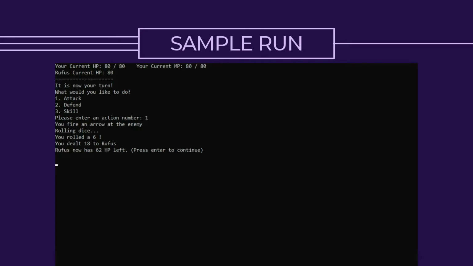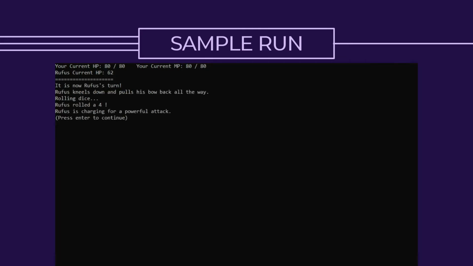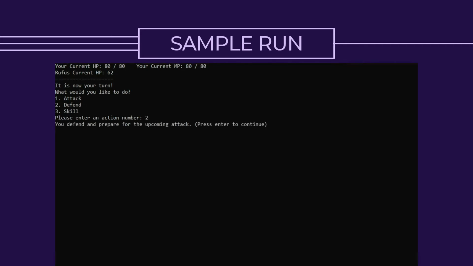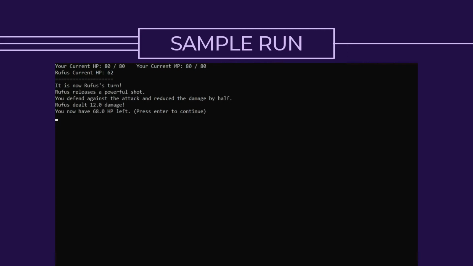So when I press enter, it is now his turn. He kneels down and pulls his bow back all the way, and he's charging for a powerful attack. When I see this, I know that it's going to do a massive damage attack, so I will choose to defend. When I defend and prepare for the upcoming attack, the next damage that I take is halved. As you can see over here, he releases a powerful shot, and because I defended against it, I reduced the damage in half, and it only dealt me 12 damage. And now I have 68 HP left.